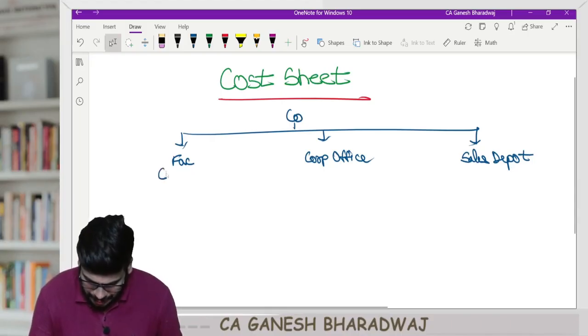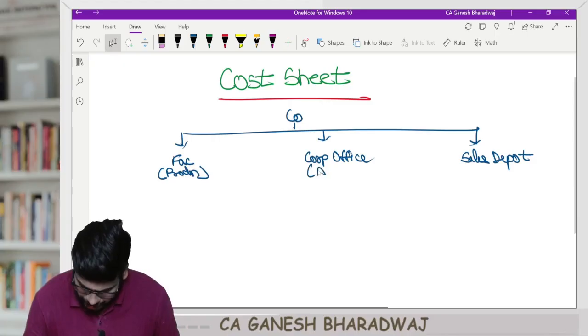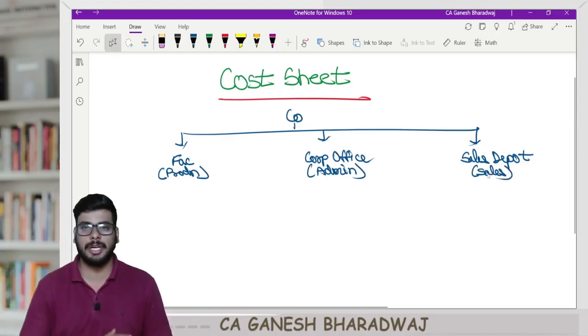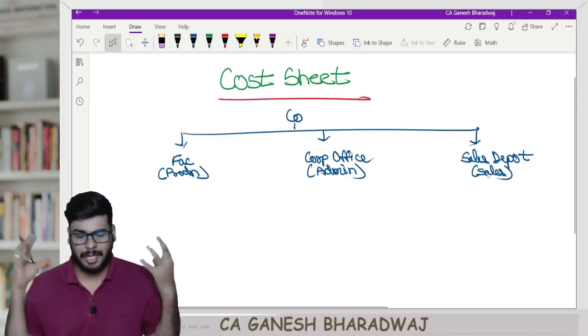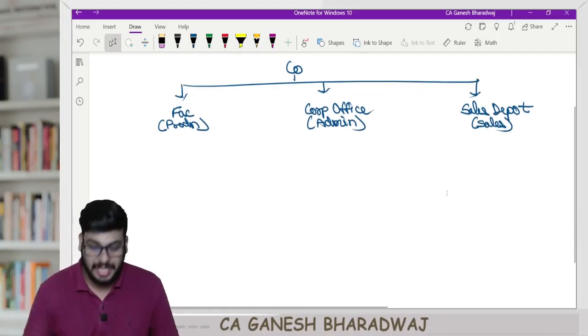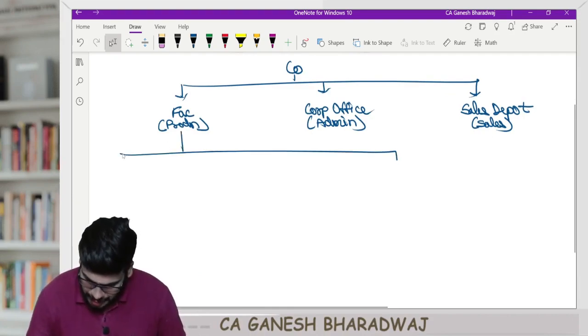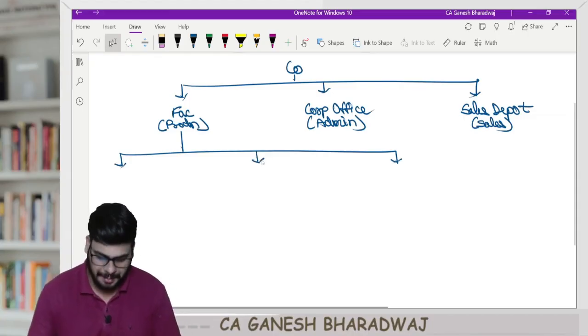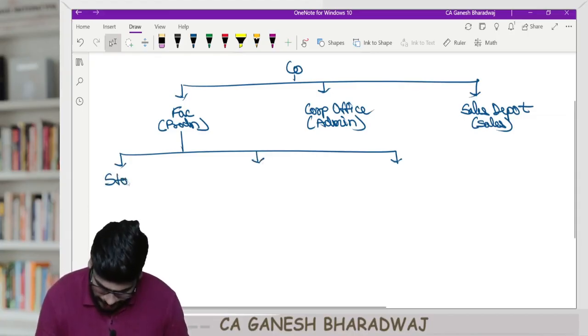So in a factory, production activity happens. In a corporate office, administration activity happens, and in a sales depot, the sales activity happens. Clear with this? Broadly, there will be three locations for any company. Now, let's zoom in on a factory. In a factory, there will be three locations. What are the three locations in a factory? One is called stores.